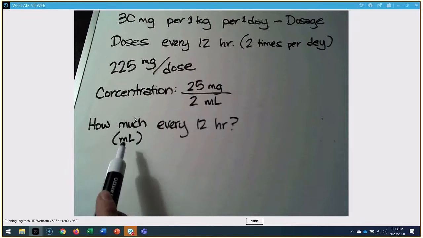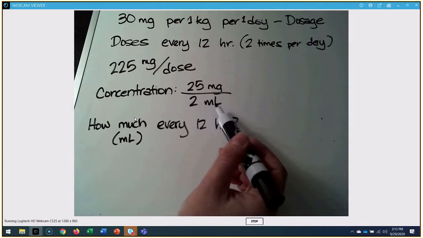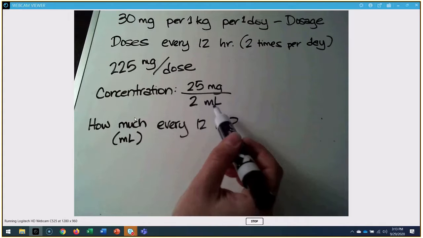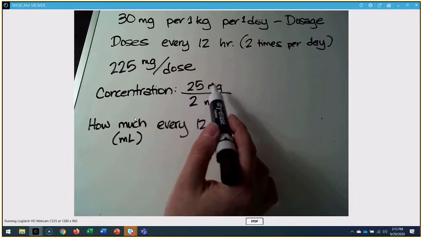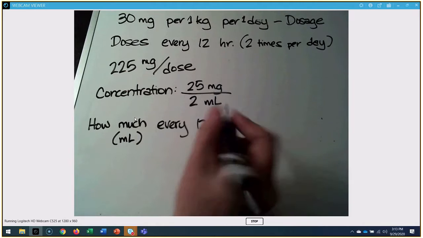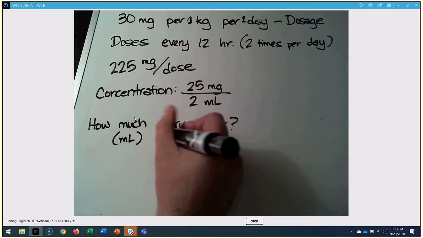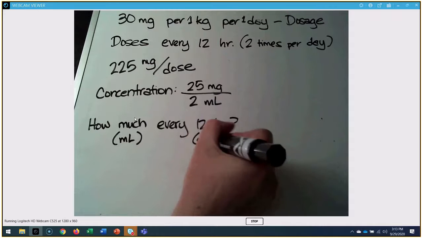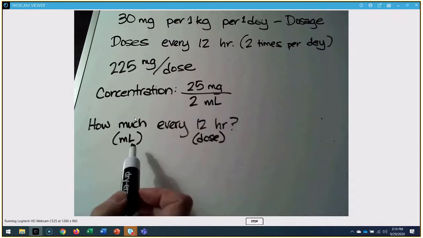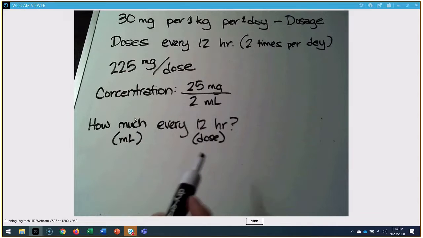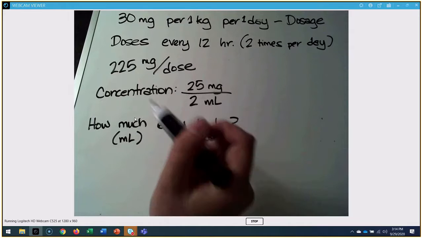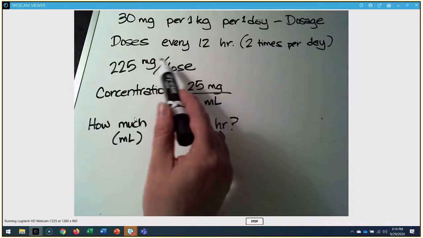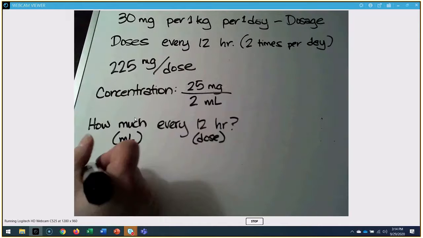All right, so if that's what they want, and here's information on milliliters, this is what we need, we're going to have to cancel the milligrams to get this. Okay, and every 12 hours, again, is each dose. So we need milliliters per dose when we're done. All right, so here's what I'm going to do. I'm going to take what I know I have to give, the 225.